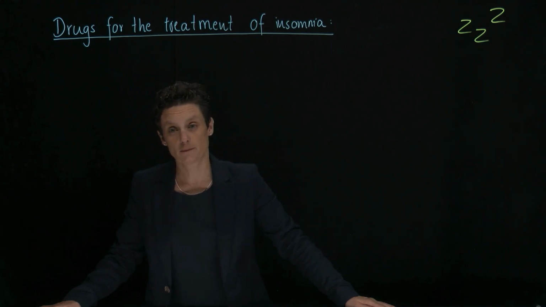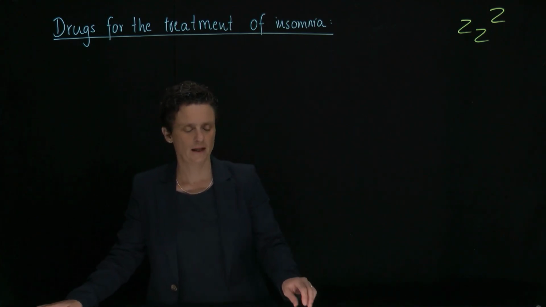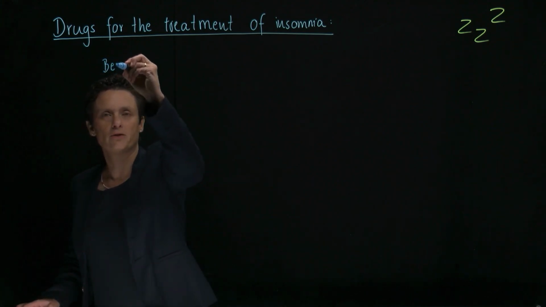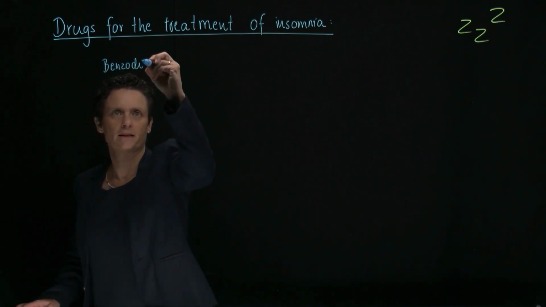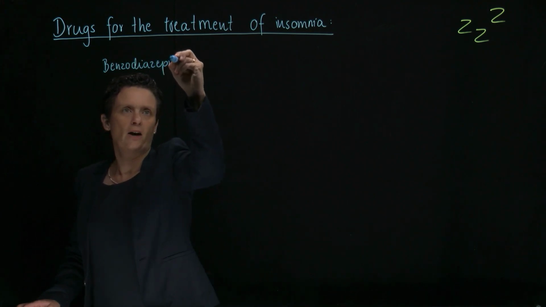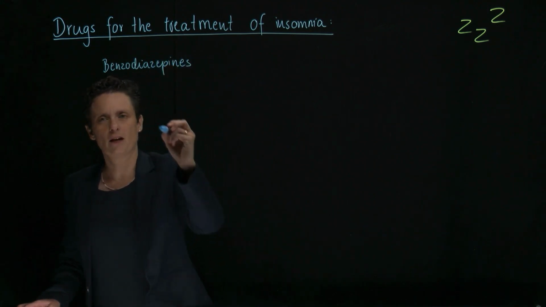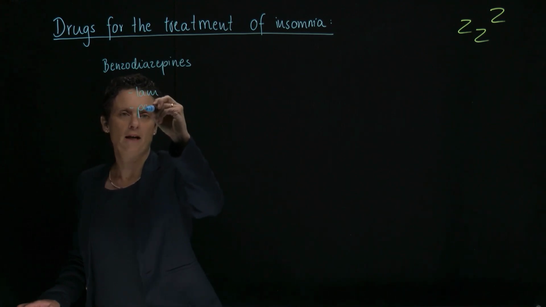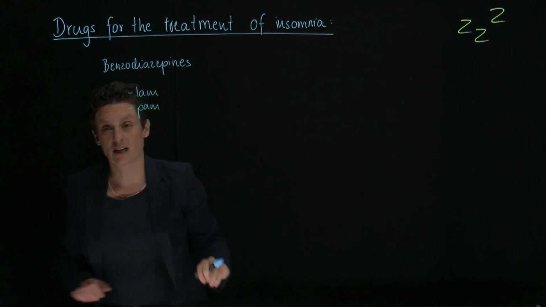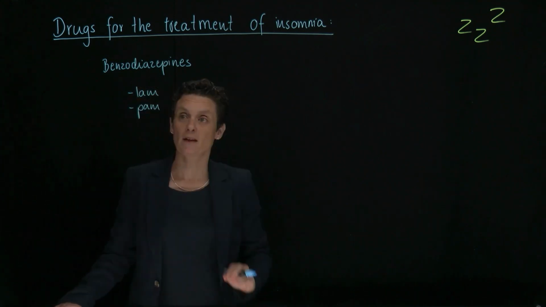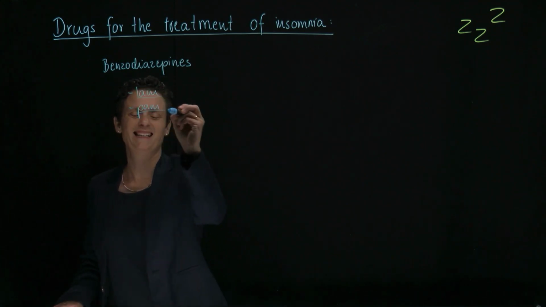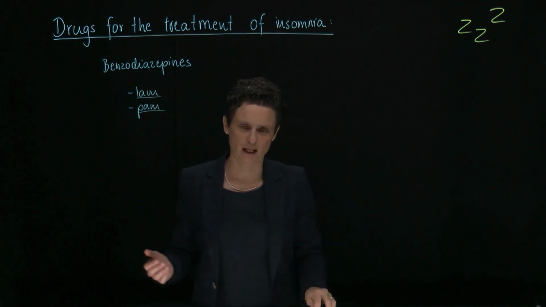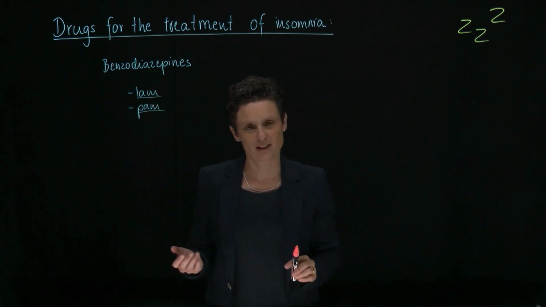So which drugs are approved to use for insomnia? One famous drug class are the benzodiazepines. How you can recognize them: they all end in LAM or PAM. Midazolam, triazolam, diazepam. So they all have these common endings, LAM and PAM. They were once the first-line medications for treatment of insomnia.